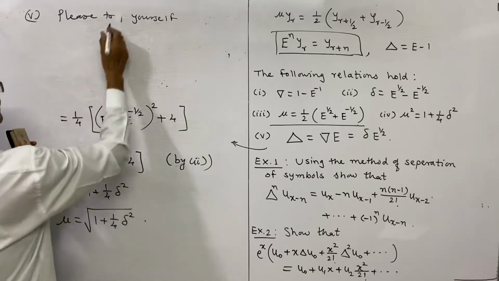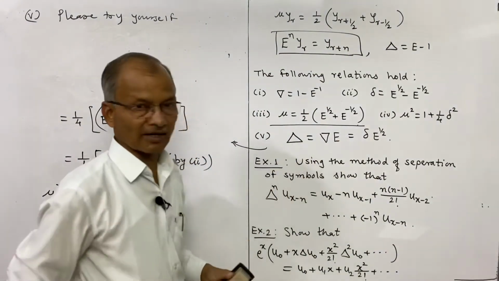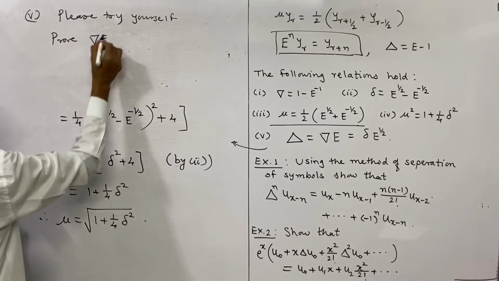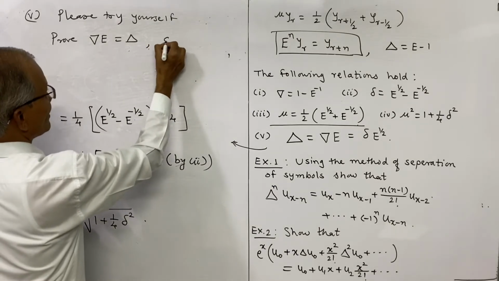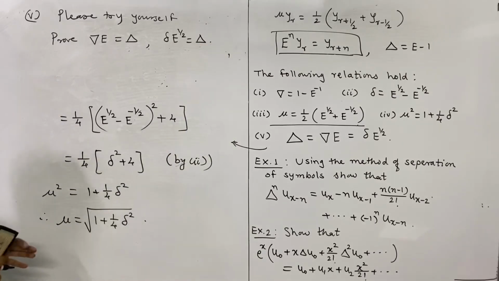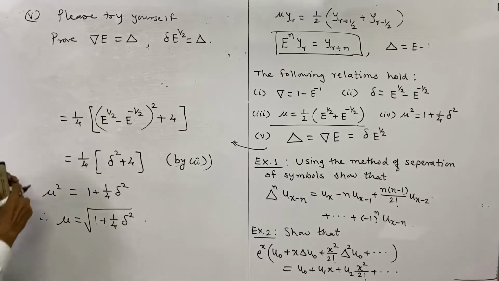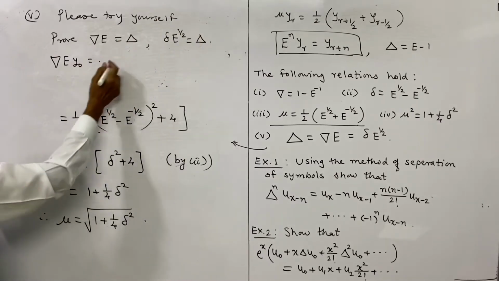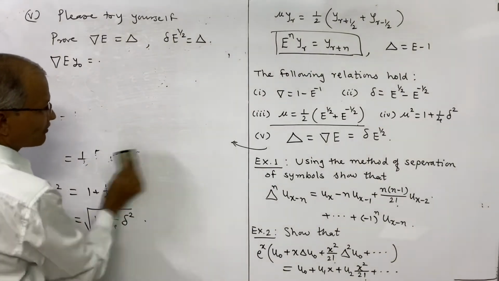Now how will you solve the fifth one? You prove right side to left side. Prove delta E is equal to delta, and delta E to the power half is equal to delta. So you should take this on y naught. Take this delta E of y naught and simplify similar to this. So you try yourself this. So thus we have proved these results.